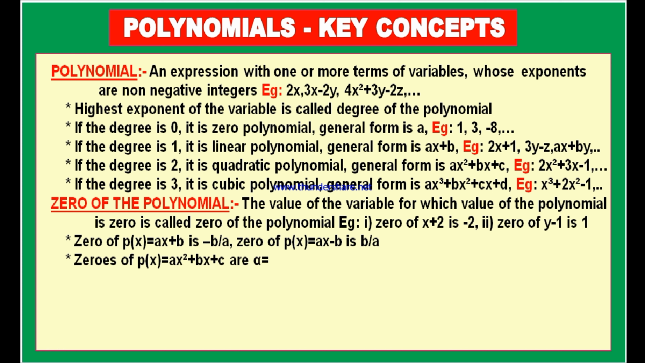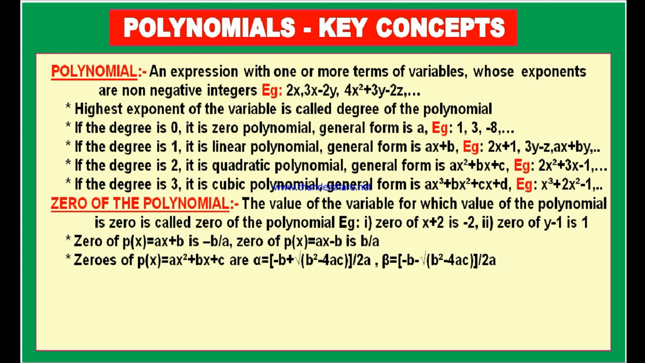Now zeros of the quadratic polynomial ax square plus bx plus c. In order to find out the zeros of this quadratic polynomial, there is a formula to find the zeros. If the degree is 1, then there may be 1 zero. If the degree of the polynomial is 2, then there may be at most 2 zeros. If the degree is 2 it is a quadratic polynomial. For any quadratic polynomial, there may be 2 zeros.